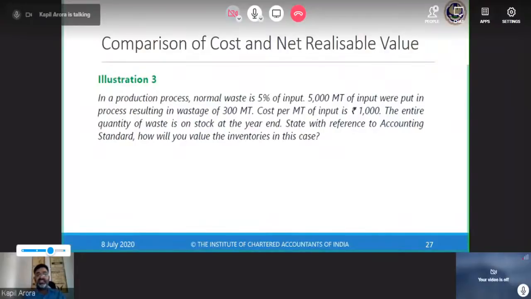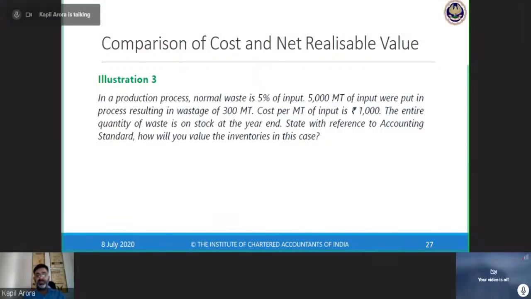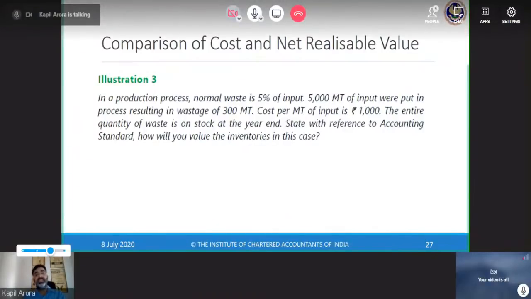So in the last session, we were discussing AS2. We discussed what goes under the cost of AS2, how we get the NRV, net realizable value, and what happens when there is a difference between cost and net realizable value, where that difference goes.